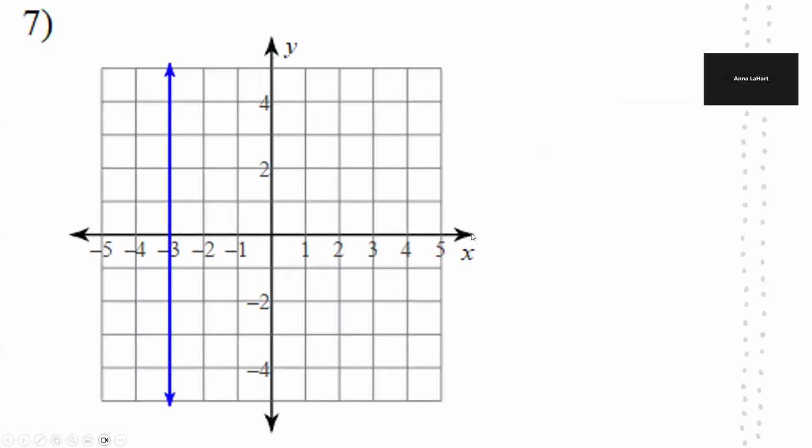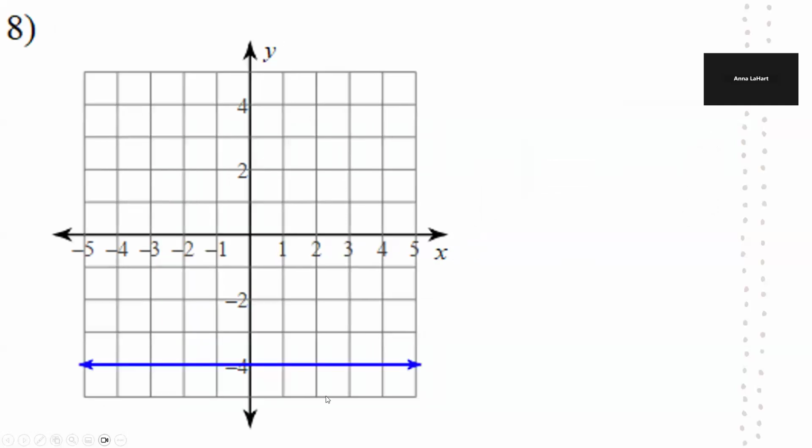7, what do we got? Again, we got another one that goes through the x-axis. So that's x equals, what does it equal? -3. And then the last one, here we go. Y-axis, so that's y equals, and it would be a -4.